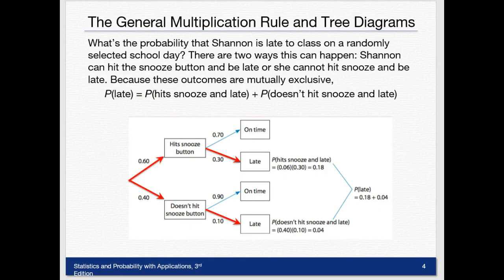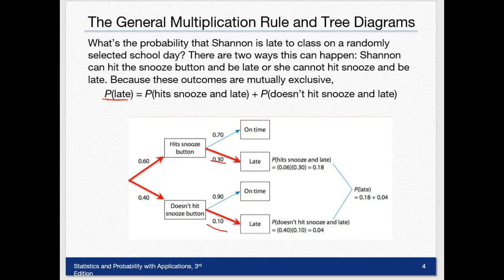All right, so now what's the probability that Shannon is late to class on a randomly selected day? There's two ways that this can happen, though. It doesn't say she hit the snooze button in this problem. It just says she's late. So there's two ways it can happen. In the red, it's marked. She can hit the snooze and be late, or she doesn't hit the snooze and can be late. So if they ask us about the probability of late, we have to think about the two ways it can happen.